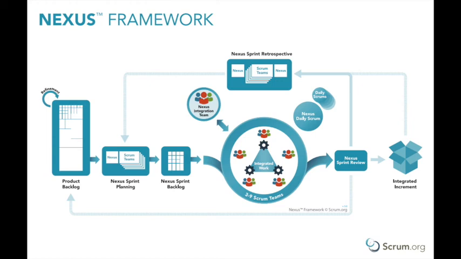8th, added that the Nexus Sprint Retrospective is a formal opportunity for the Nexus to inspect and adapt itself and create a plan for improvement to be enacted the next sprint. 8.1. Similar to the Scrum Guide update, the Nexus Sprint Retrospective exists to ensure continuous improvement for the Nexus. 9th, the integrated increment represents the current state of the integrated work. 10th, definition of done specifies that the integrated increment must be integrated.